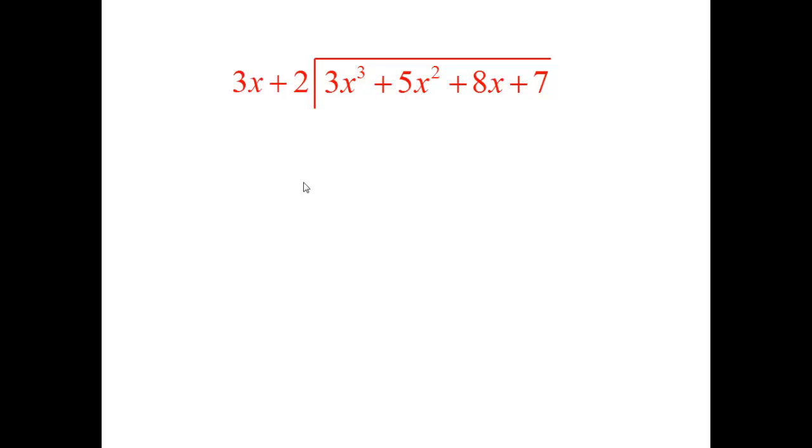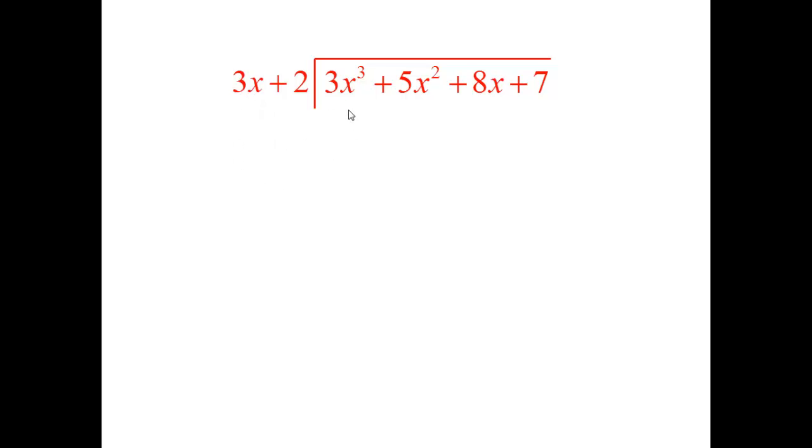Same basic idea here. We're not going to look at the entire 3x plus 2. We're just going to focus on the front end, 3x. We're not going to look at the entire dividend. We're just going to focus on the front end, 3x cubed. And I'm going to ask myself, how many times does 3x go into 3x cubed? Now, of course, when these are just real numbers, it's a little bit easier. How many times does 4 go into 12? Well, 4 goes into 12 3 times, because 4 times 3 gives us 12.